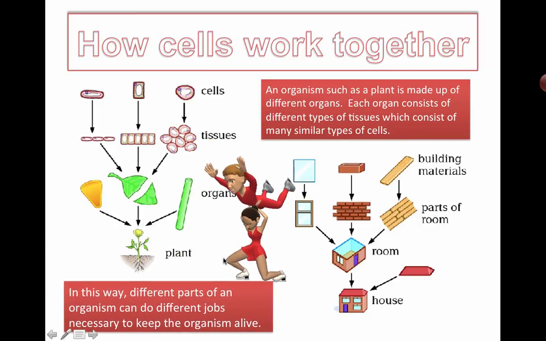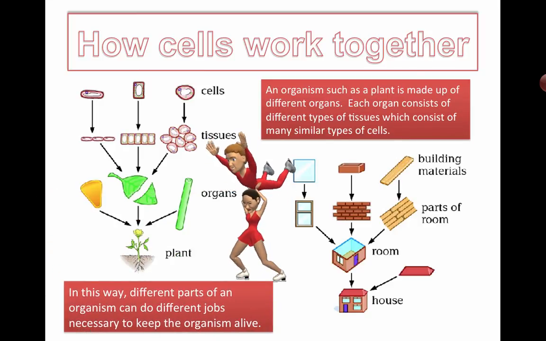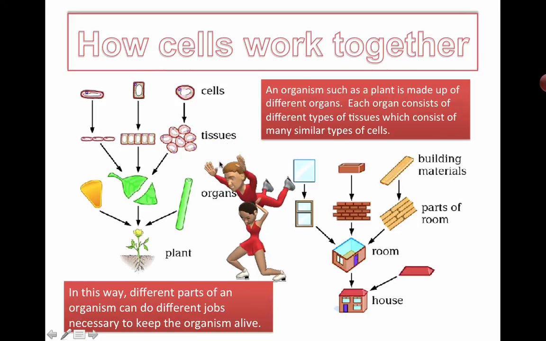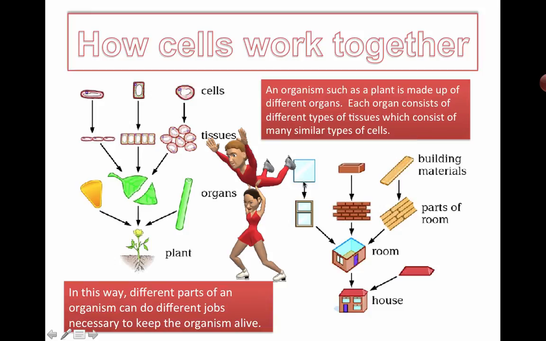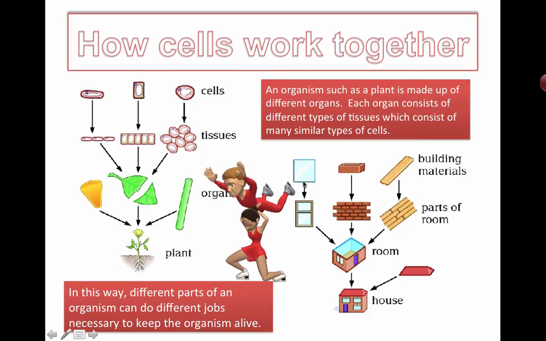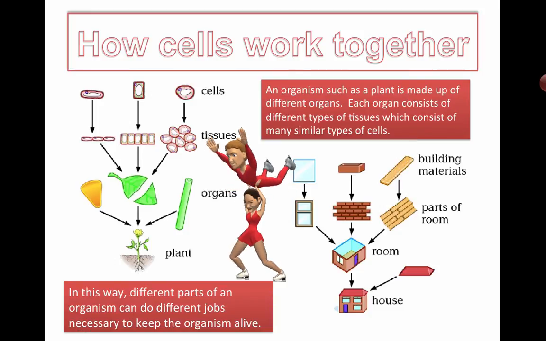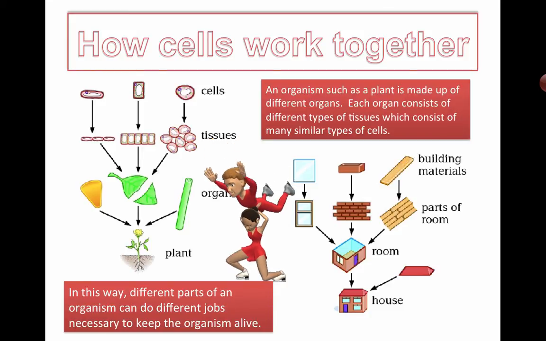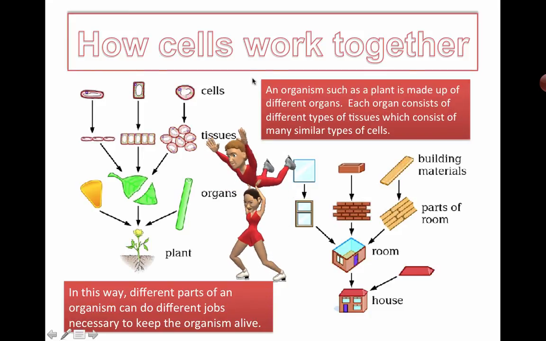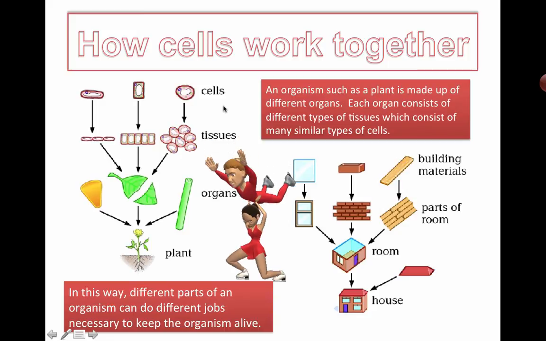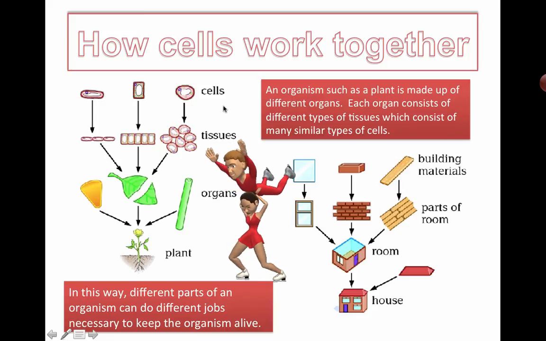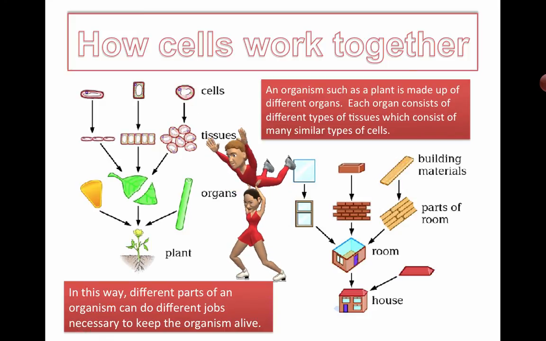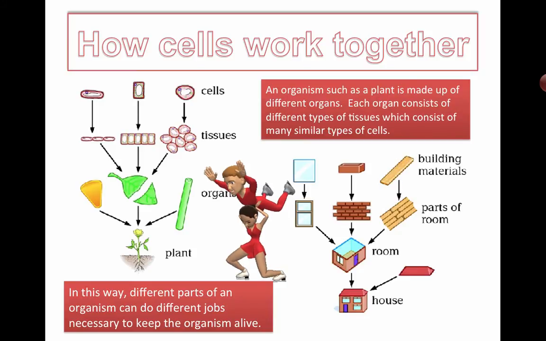In this way, different parts of an organism can do different jobs necessary to keep the organism alive. And so a complicated human, like this guy being lifted right here, has all these different parts that are working together, and each part has a specific job. And those specific jobs are possible because of the many different types of cells that exist and how they are actually organized. Okay, I hope that made sense.